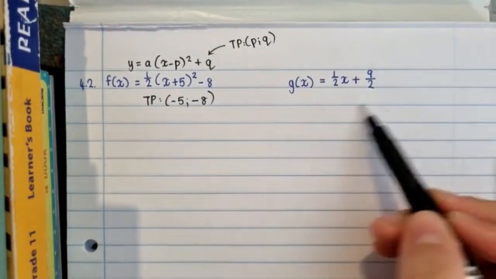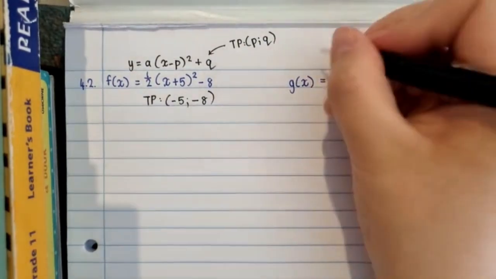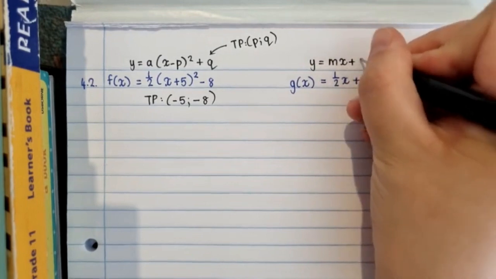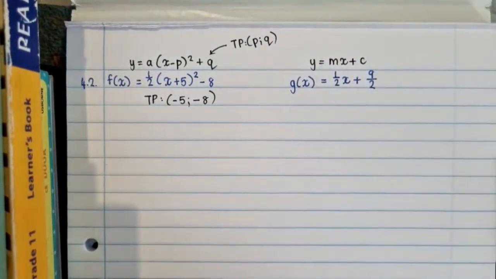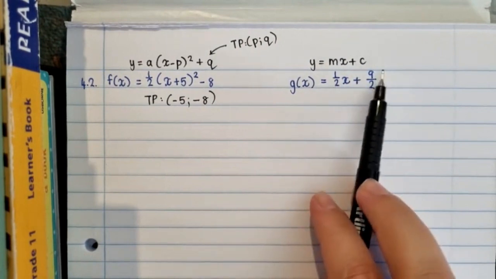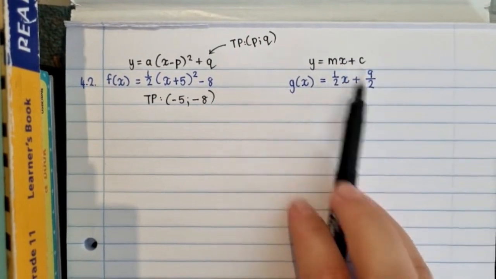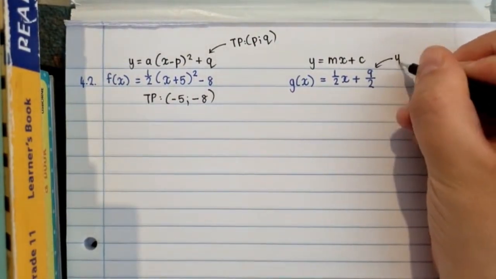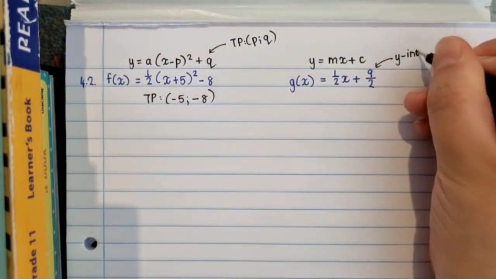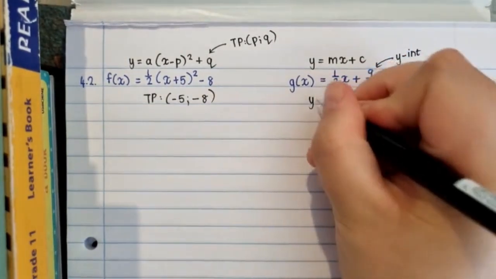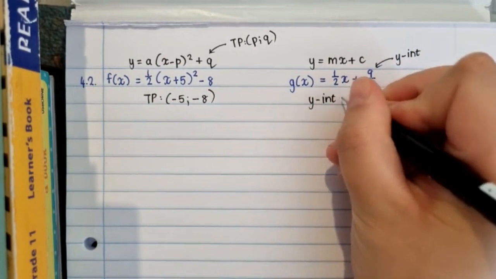Okay, this is the straight line equation. This is standard form. We know that standard form of a straight line equation is y equals mx plus c. You learned this in grade 9. We know that the m value is the gradient, and that the y-intercept is your c value. So c is always your y-intercept, which means that the y-intercept here is going to be 9 over 2. So I'm just going to write that. We might use that at some point.